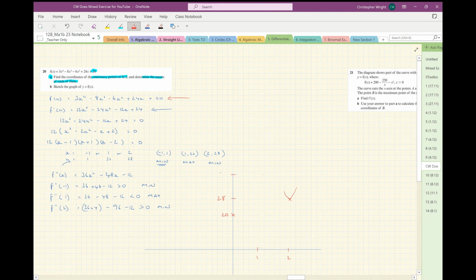And I know it has a maximum at (1, 33). So let's put that here. 33, so that's a maximum. Okay, and I know it has a minimum at (-1, 1) here. So there we go. There is my sketch of the function, and I have made it clear the coordinates of each of the stationary points. So that's the graph sketched, and that's number 20 complete.